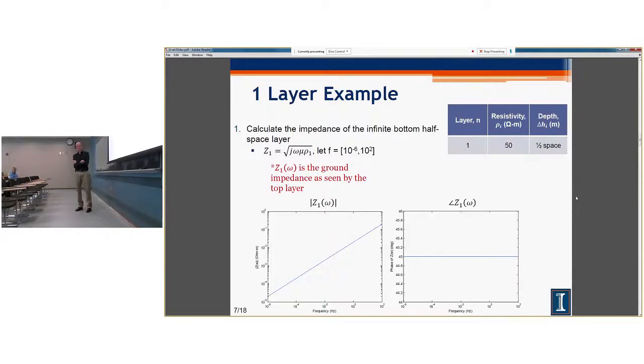And so we expect the phase to be constant. It's just the square root of imaginary numbers, so it's going to be 45 degrees. And it's not going to change as you scale the impedance.